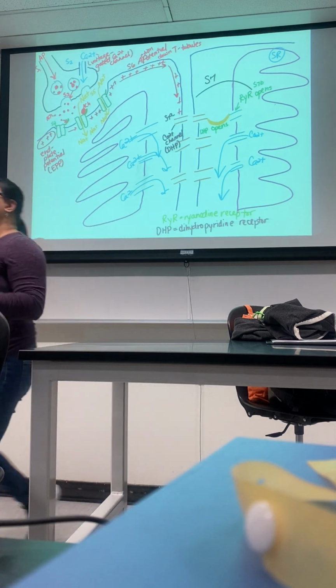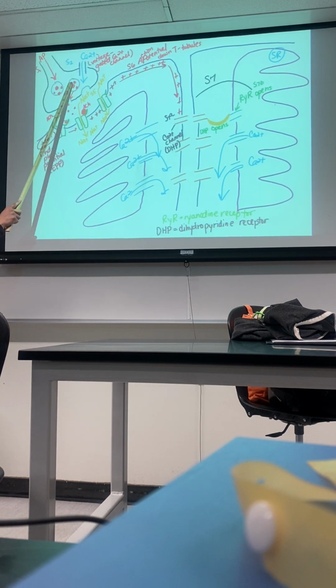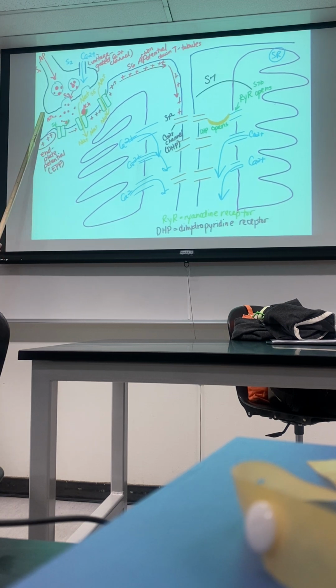So step 1, action potential travels down the axon, reaches the axon terminal. When it reaches the axon terminal, you will end up opening voltage gated calcium channels on that axon terminal. Calcium influxes into the axon terminal and causes vesicles containing acetylcholine to dock onto the membrane. Acetylcholine is released into the synaptic cleft.